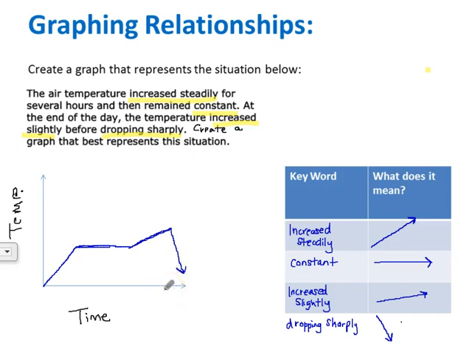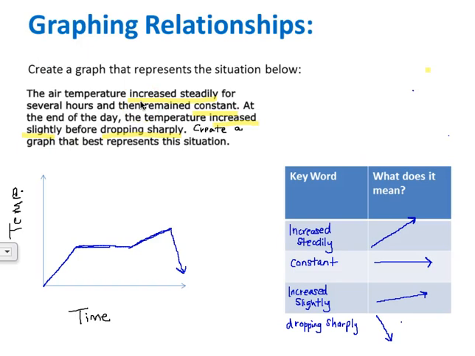So this graph relates the temperature to time, and we were able to graph that by pulling out those key words and turning it into a graph so that somebody could look at this graph and be able to describe the change of the temperature over time just by looking at this graph. They wouldn't need the words.